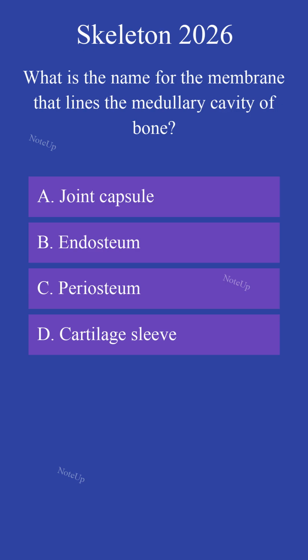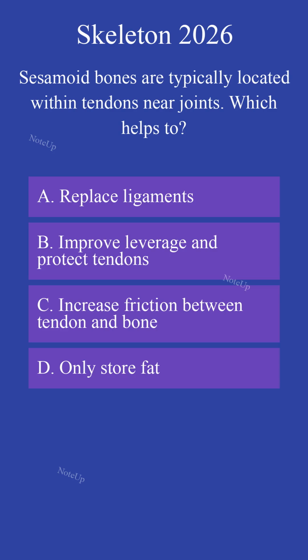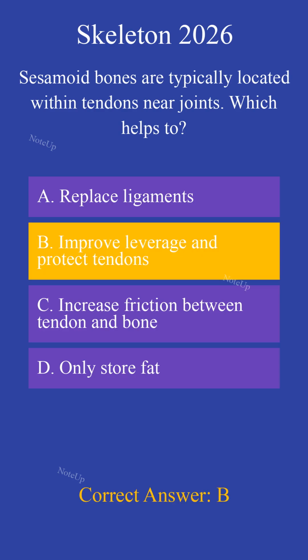What is the name for the membrane that lines the medullary cavity of bone? The correct answer is B. Endosteum. Sesamoid bones are typically located within tendons near joints, which helps to? The correct answer is B. Improve leverage and protect tendons.